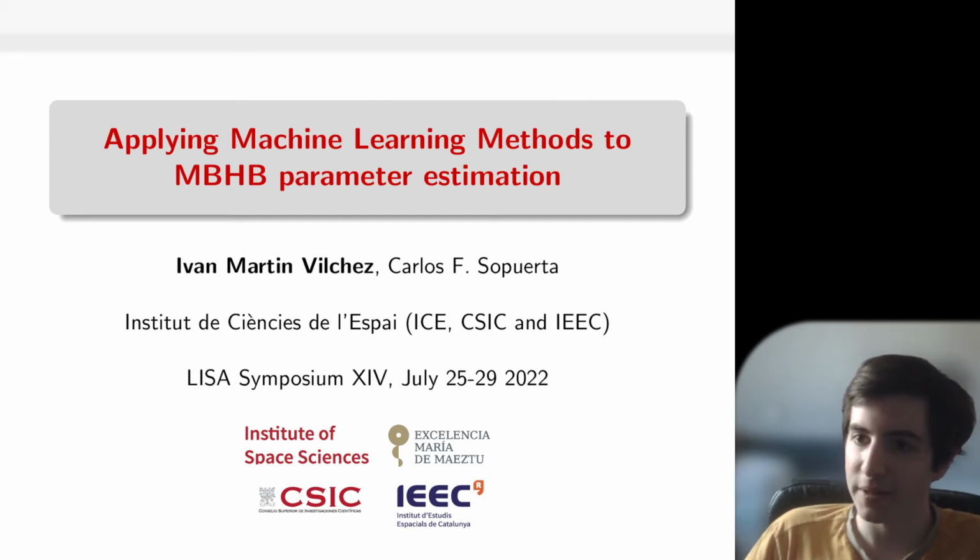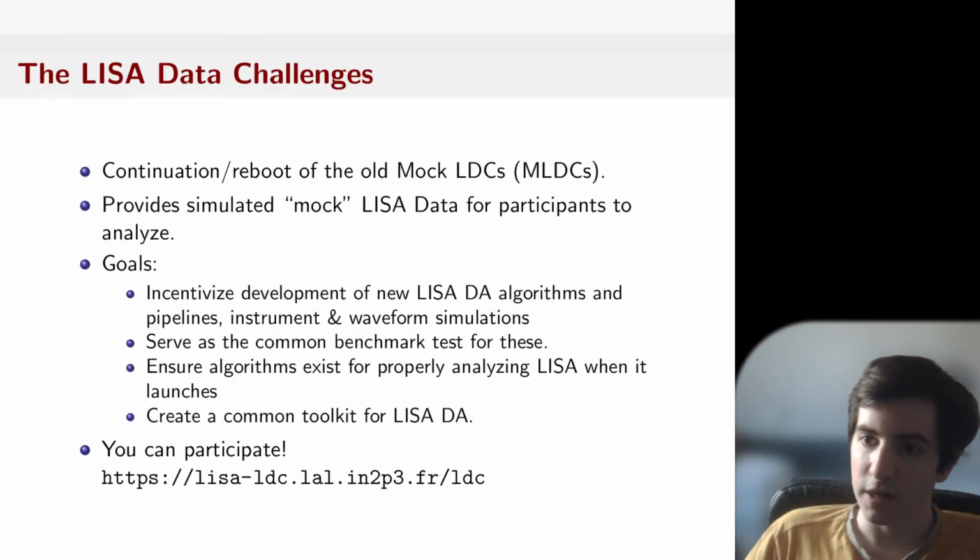Hi, this is Ivan Martin from the Institute of Space Sciences in Barcelona, and here I'm going to be talking about the main project for my PhD on trying to apply machine learning methods to parameter estimation for massive black hole binaries. This is all in the context of the LISA data challenges, which I'll briefly explain in case anyone is unfamiliar with them.